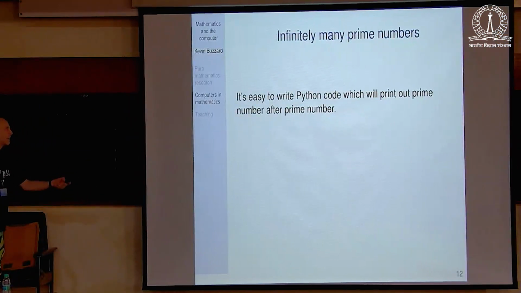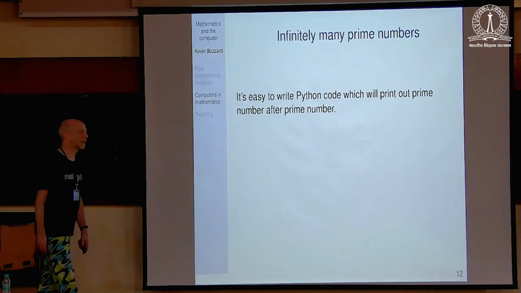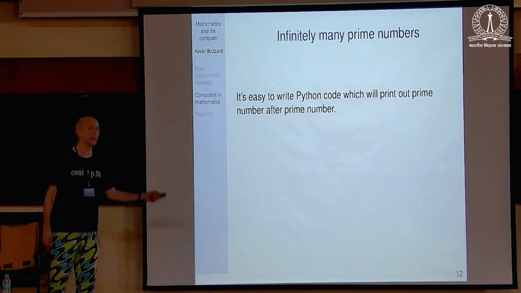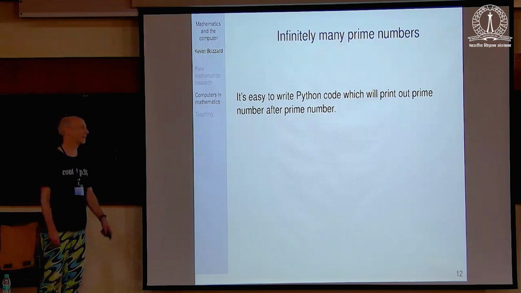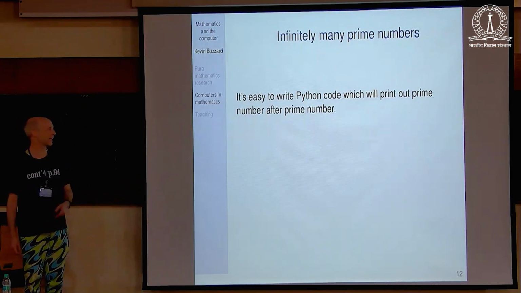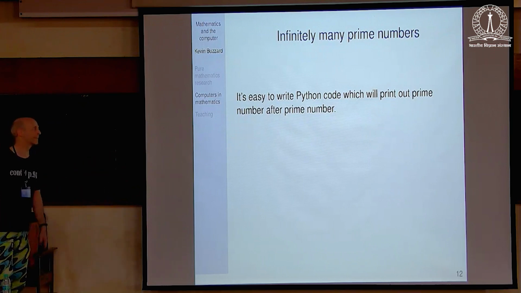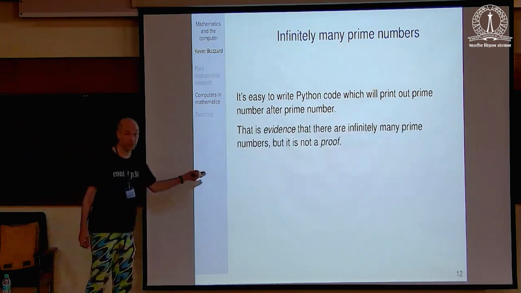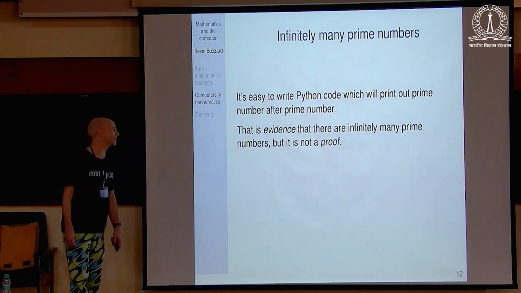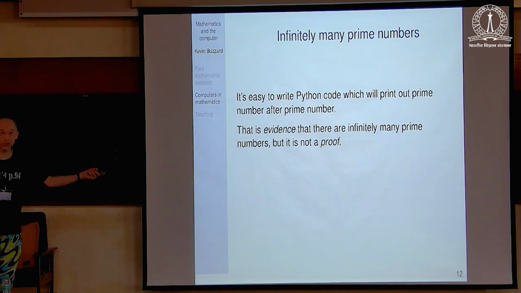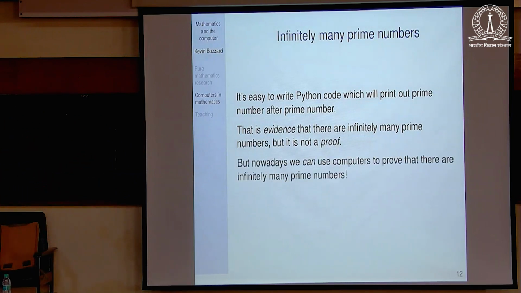So it's easy to write some Python code that will just print out lots of prime numbers, and then you go and have some tea, and you come back and it's still printing them out, and then you go to bed, and you get up the next day, and your computer's quite hot, but it's still printing them out. And so this is evidence that there's infinitely many prime numbers, but of course it's not a proof. So this is the problem with using computers in a traditional way, using computers to compute.